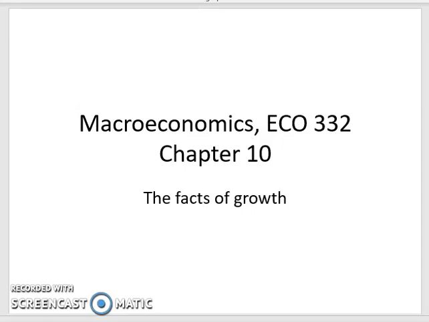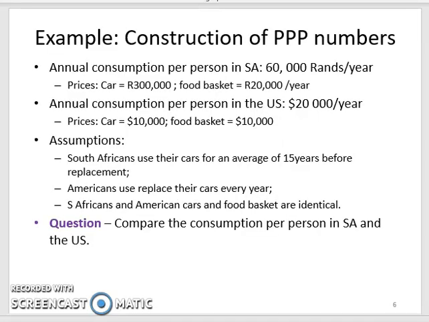So in the previous video, we introduced our macroeconomics 3 module, basically looking at the first part of our chapter 10. And we showed the different methods in which standard of living can be measured, which is basically using the market exchange rate or the purchasing power parity method. We also made an example to show why the purchasing power parity method, or the PPP method, is more efficient in calculating standard of living to compare between two countries.